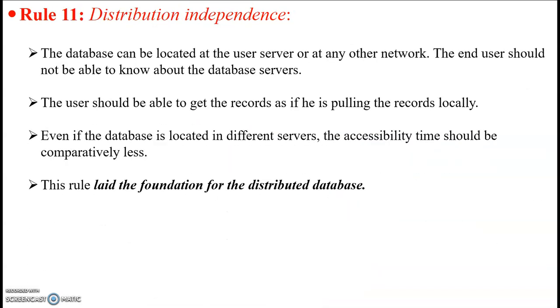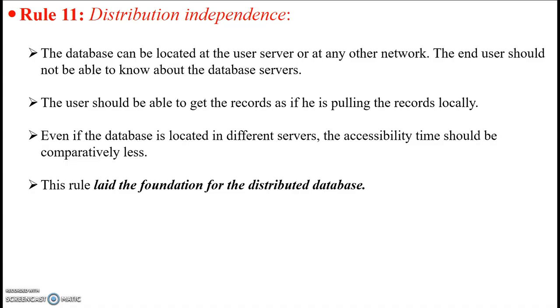Rule number 11 is distribution independence. The database can be located at the user server or at any other network. The end user should not be able to know about the database server. So the end user should not know where I'm actually accessing the data from. The user should be able to get the records as if he is pulling the records locally.